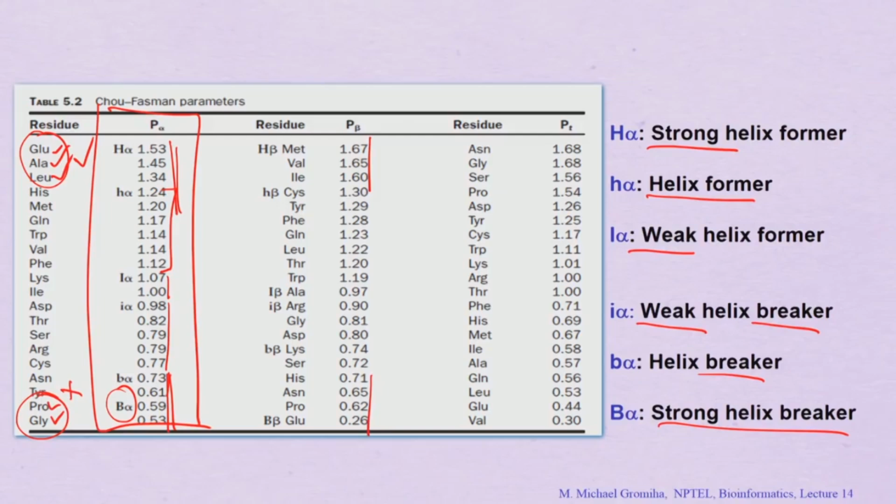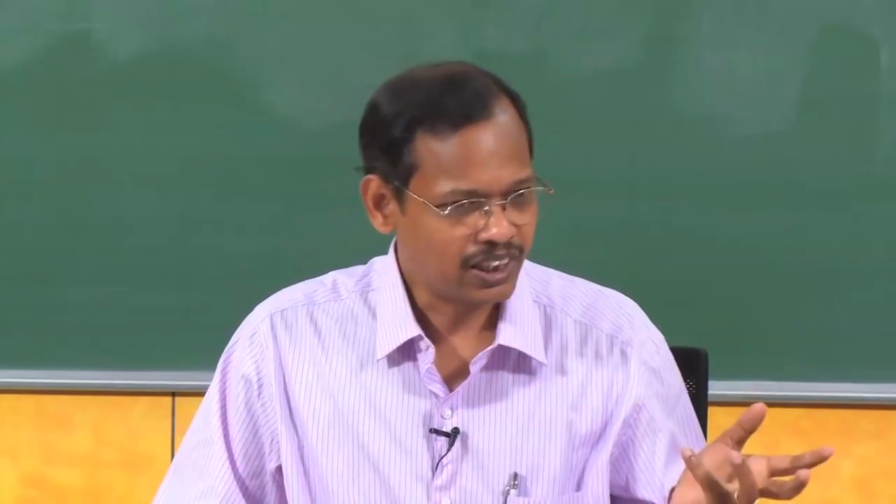And if you compare this P alpha and P beta, some residues are distinct and some residues are the same. For example, proline, here it is not preferred in alpha helix, also it is not preferred in beta strand. Glutamic acid, it is a breaker in the case of beta, but it is a strong helix former in alpha. So, if you have a glutamic acid in a sequence, then you can see there is a high tendency to be in alpha helix.